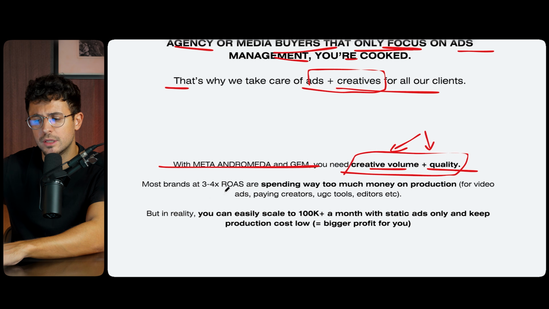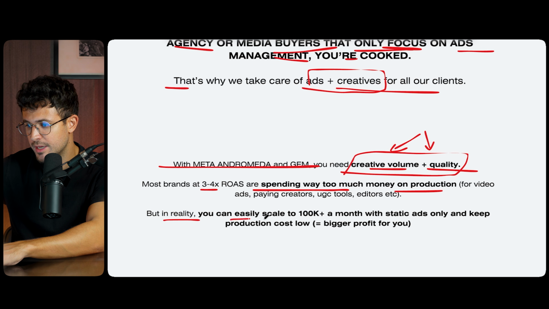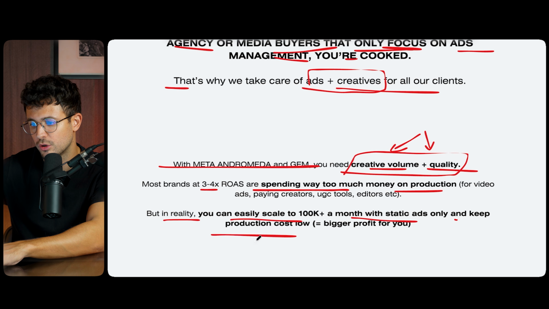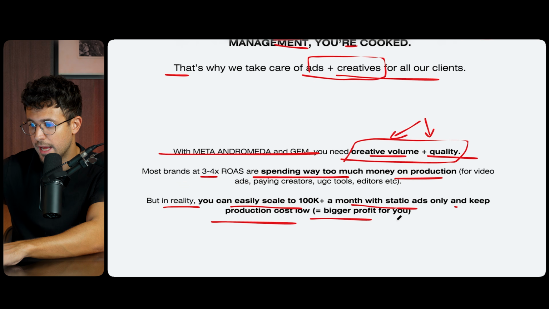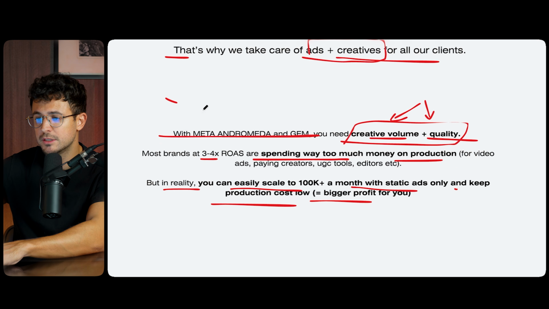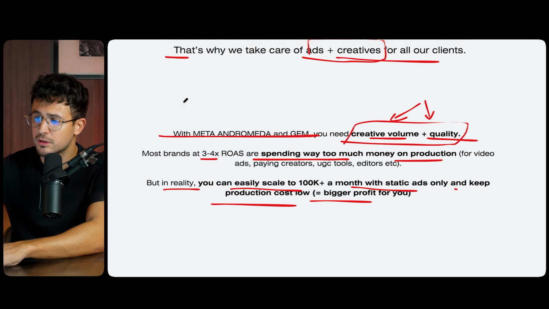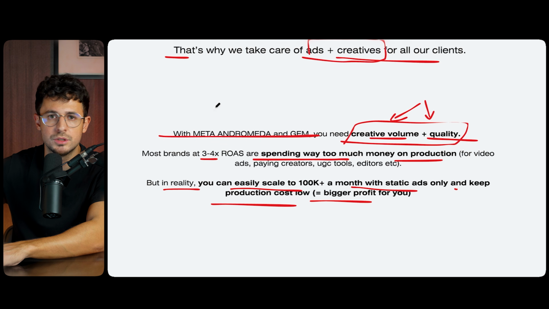And most brands that I see at 3x ROAS are spending way too much money on production. And in reality, you can easily spend 100k a month with static ads only and keep the production cost very low, which basically means bigger profits for you, of course. And this is the goal of this video. I basically want to help you maximize your profits, because that's something that you can easily do by cutting a lot of your production costs in UGC, paying creators or the editor and all the other things.